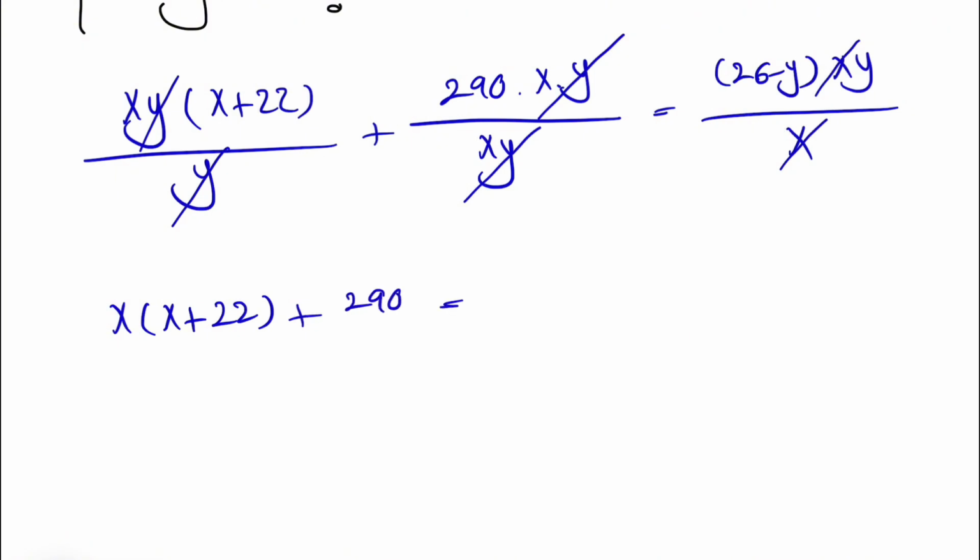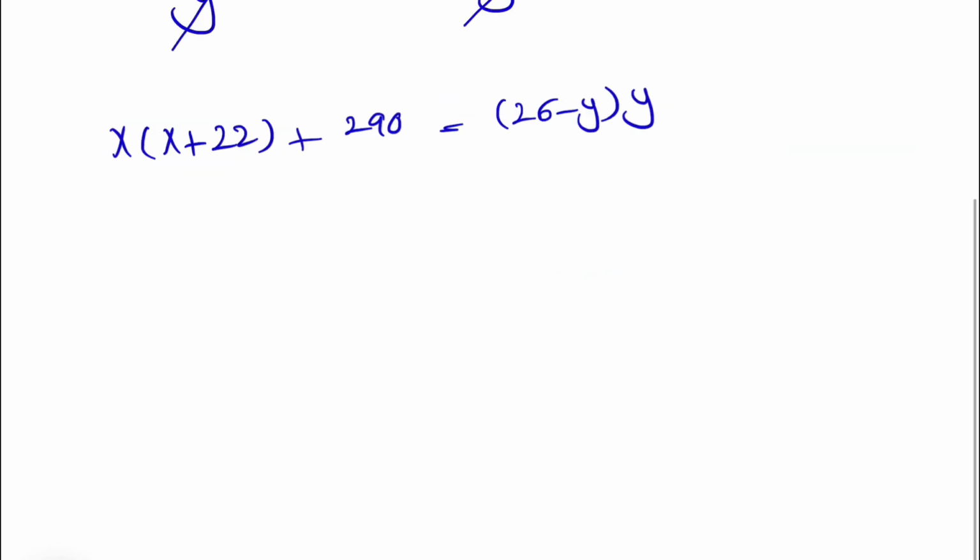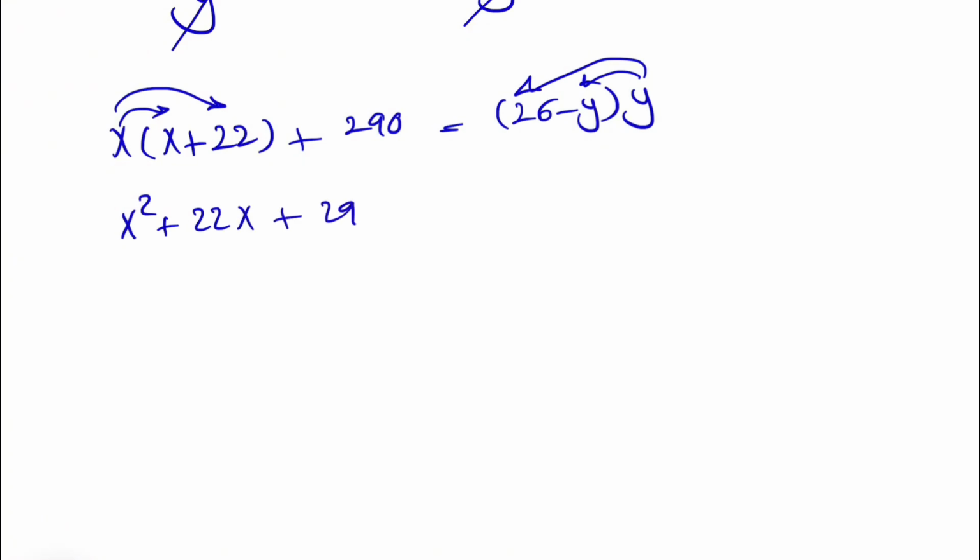290 is equal to 26 minus y times y, and we're going to just multiply x in these parentheses, and we'll do the same thing for y. So we'll have x squared plus 22x plus 290 is equal to 26y minus y squared.